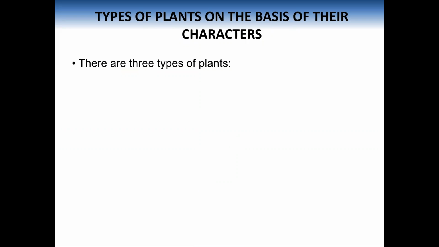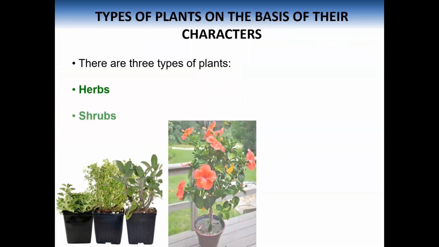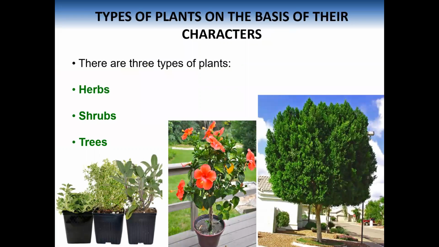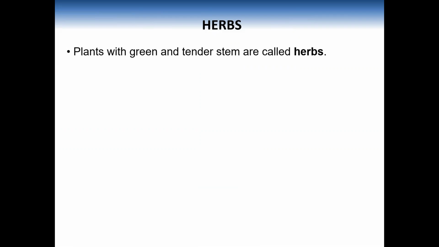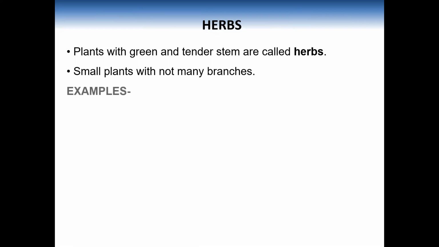Types of plants on the basis of their characters. There are three types of plants: herbs, shrubs, and trees. Let us discuss herbs in detail. Plants with green and tender stem are called herbs. Tender means soft and delicate. Small plants with not many branches.